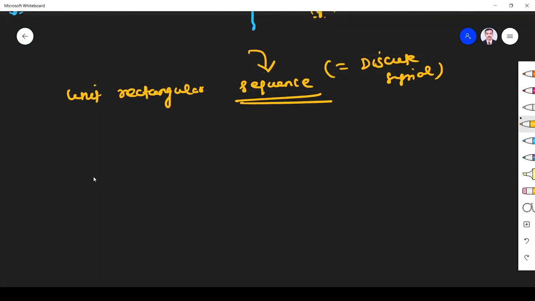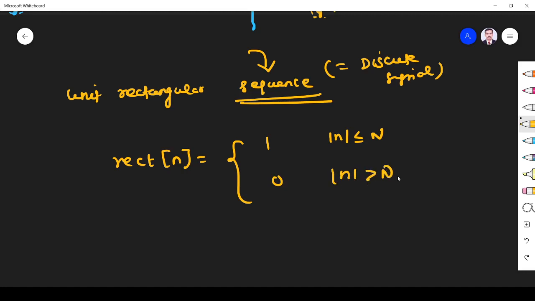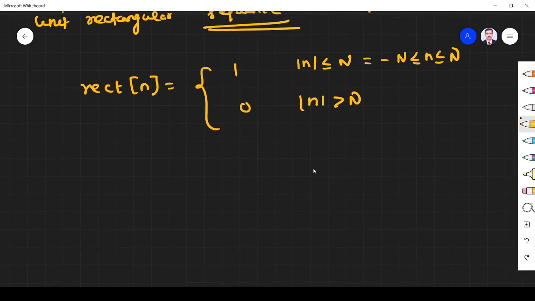So what is the definition of the rectangular signal in the discrete domain? Rect of n is equal to 1 when n varies from minus N to plus N, and 0 when the magnitude of n is greater than N. So what is the meaning? When n varies from minus N to plus N. So how can we draw it?